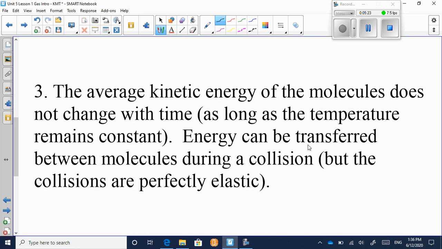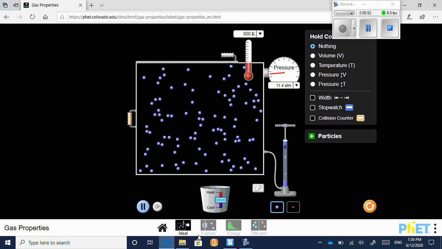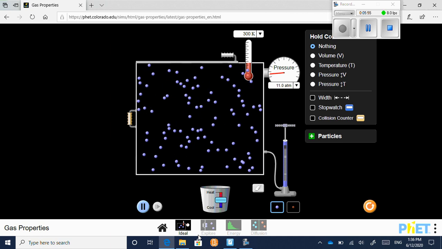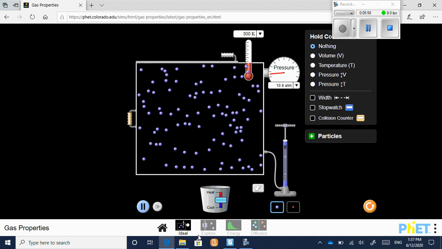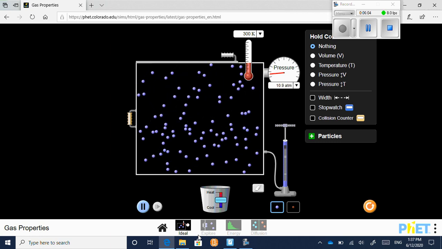Number 3 says the average kinetic energy of the molecule does not change with time as long as the temperature remains constant. Energy can be transferred between molecules during a collision, but the collisions are what we call perfectly elastic. Now, this is a really interesting piece of the kinetic molecular theory. A student may look at this picture of these gas molecules and see them moving all around. And the argument they could make is, well, eventually, Mr. Webster, those molecules are going to slow down and then come to a stop, and maybe they're all going to fall to the bottom of the container. Well, the kinetic molecular theory says no.